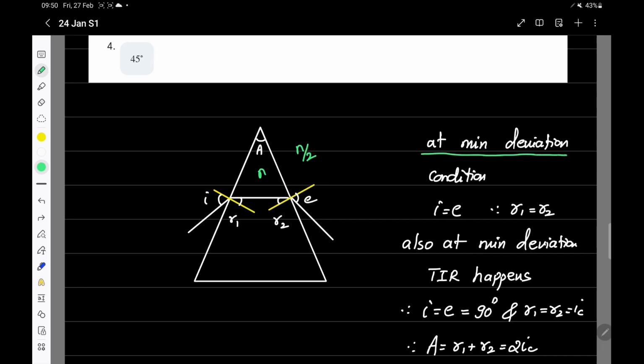So let us recall, at minimum deviation, angle of incidence and emergence will be equal. That means both angles of refraction within the prism material, R1 and R2, will be equal. That's the condition for minimum deviation, right?